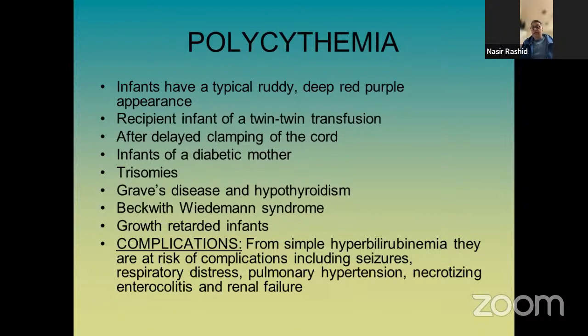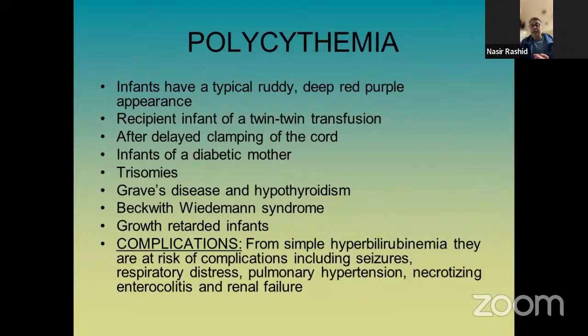Delayed cord clamping, and people do it different ways. I have had people put the baby below the level of the mom for several minutes. I have seen an obstetrician milking the cord. So if you do overzealous delayed cord clamping or all those non-standard ways of delayed cord clamping, it can lead to polycythemia. Also IDM moms, trisomy moms, moms with Graves' disease and hypothyroidism. And remember, in Beckwith-Wiedemann syndrome, there can also be polycythemia. Growth retarded infants can be polycythemic because they are chronically hypoxic.